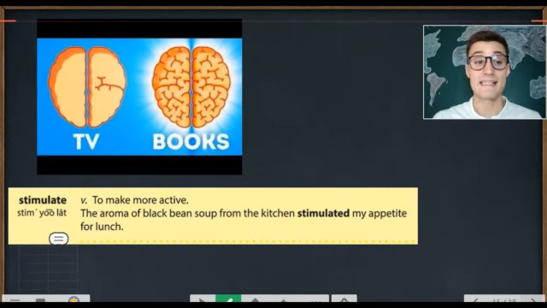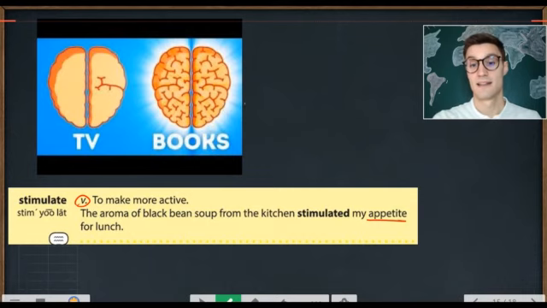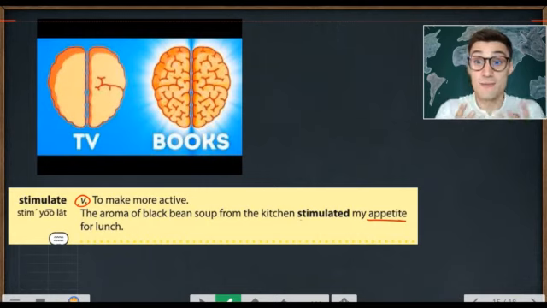The next word is stimulate. Now, stimulate has a verb meaning. To stimulate is to make more active. The aroma of black bean soup from the kitchen stimulated my appetite for lunch. So appetite is your wanting to eat, your hunger. So the smell, the aroma of black bean soup stimulated this person's appetite. It made it more active. It makes you more hungry.